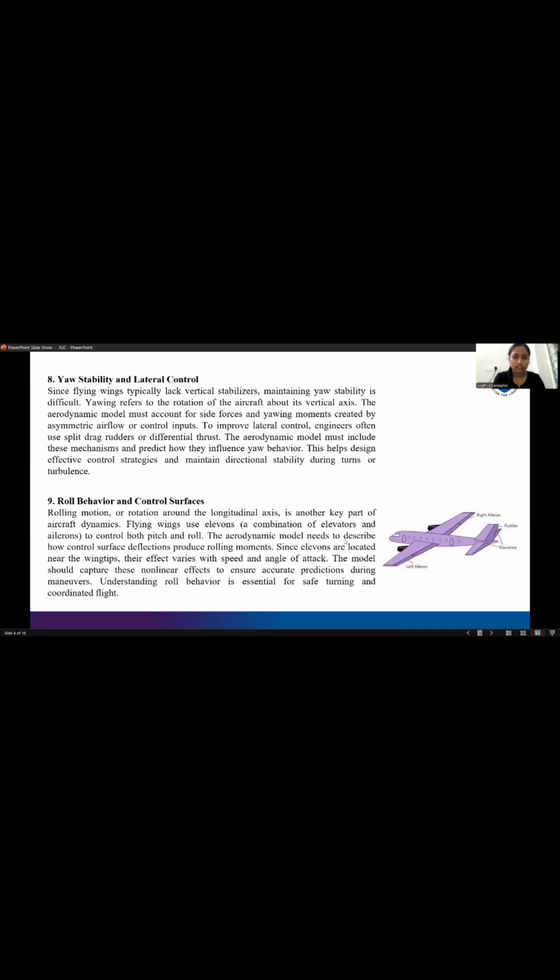Since ailerons are located near the wingtips, their effect varies with speed and angle of attack. The model should capture these nonlinear effects to ensure accurate predictions during maneuvers. Understanding roll behavior is essential for safe turning and coordinated flight.